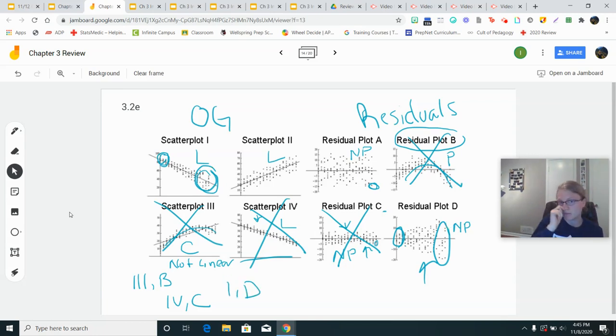And then by default, then 2 and A must go together. But we can also kind of rationalize that because this, again, is a line very clearly. So this has no pattern, but then these points are a little further away from the line than they were in scatter plot 4, meaning the residuals here are a little bit bigger for each point. They're a little further away from that original line. So then 2 and A go together.